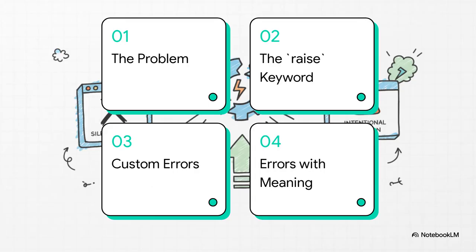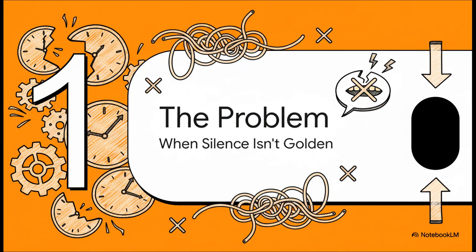So here's what we're going to cover. First, we'll get into why letting your code fail silently is just so dangerous. Then, we'll get our hands dirty with the raise keyword. That's our main demolition tool. After that, we'll learn how to actually blueprint our own custom errors. And finally, we'll see the big payoff, creating errors that carry way more meaning. Okay, let's dive right in.